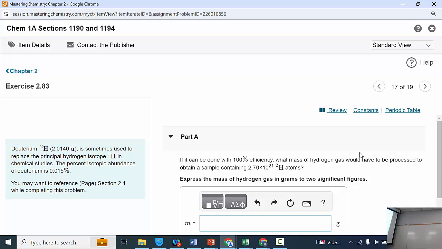Deuterium is just hydrogen 2, and here's the mass at 4 decimal places, 2.0140 U. It is sometimes used to replace the principal hydrogen isotope, hydrogen 1, in chemical studies. The percent isotopic abundance of deuterium is 0.015%.